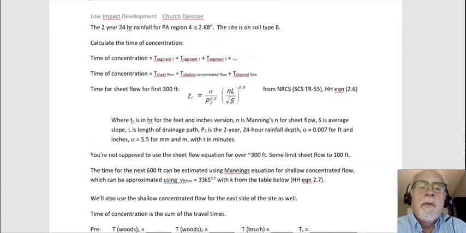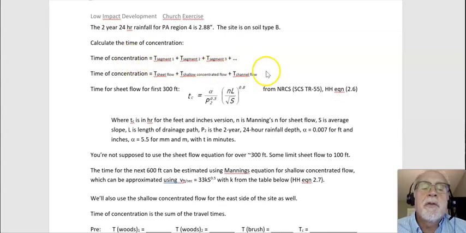The 2-year 24-hour rainfall for this region is 2.88 inches. We'll need that for the NRCS method, but we're also going to use that as part of the calculation for the time of concentration for the rational method. Site is on soil type B. The rational method is Q equals CIA. We have the area. We're going to choose C based on the land use and the soil type. The I, to calculate that from the IDF, we need the D and the F. The F is specified by the regulation. The D is going to be from the time of concentration.